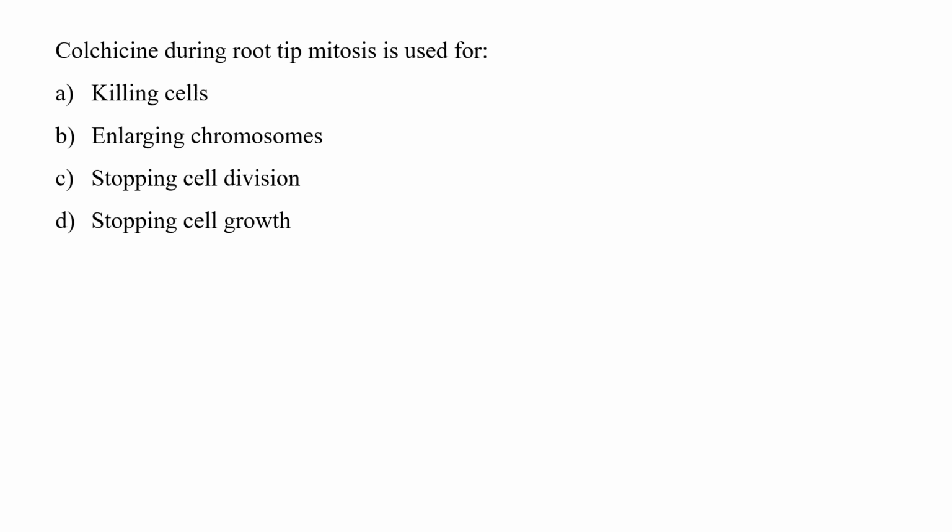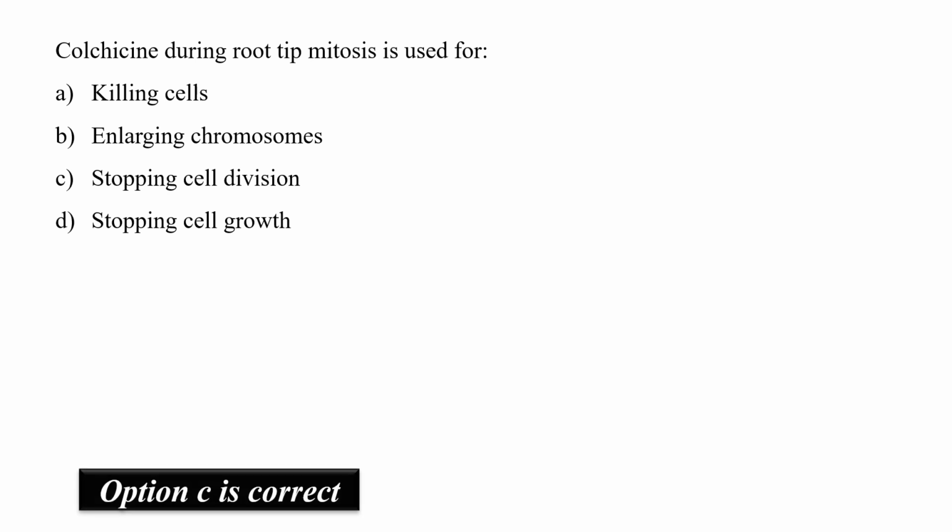The question says, colchicine during root tip mitosis is used for: A, killing cells, B, enlarging chromosomes, C, stopping cell division, and D, stopping cell growth. So colchicine is a chemical that inhibits microtubule polymerization and the assembly of the mitotic spindle that basically occurs in the metaphase stage, which will inhibit, arrest or stop the cell division. So the correct option is option number C, stopping the cell division.